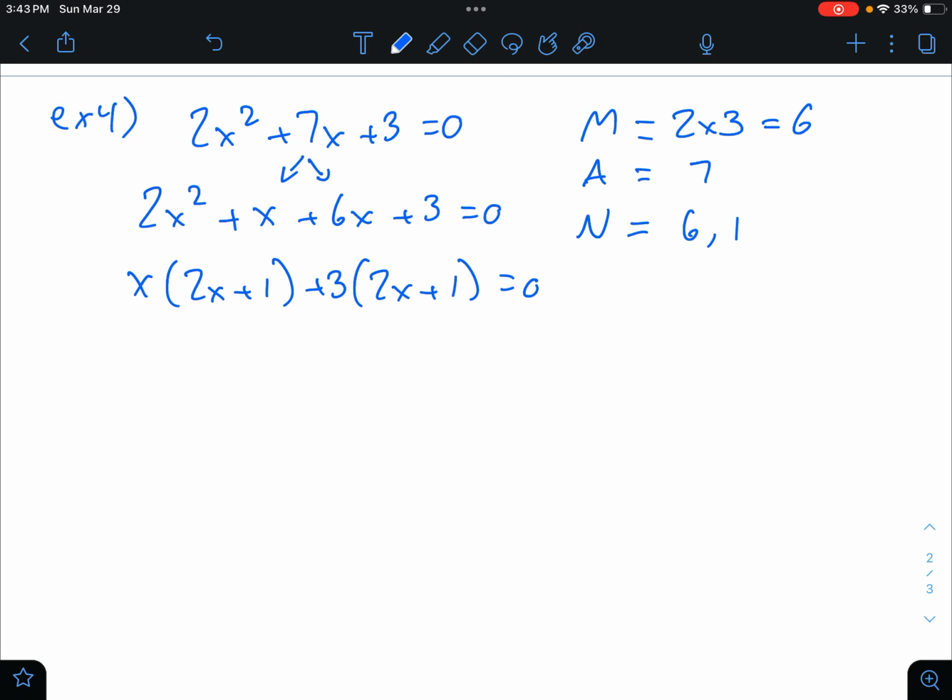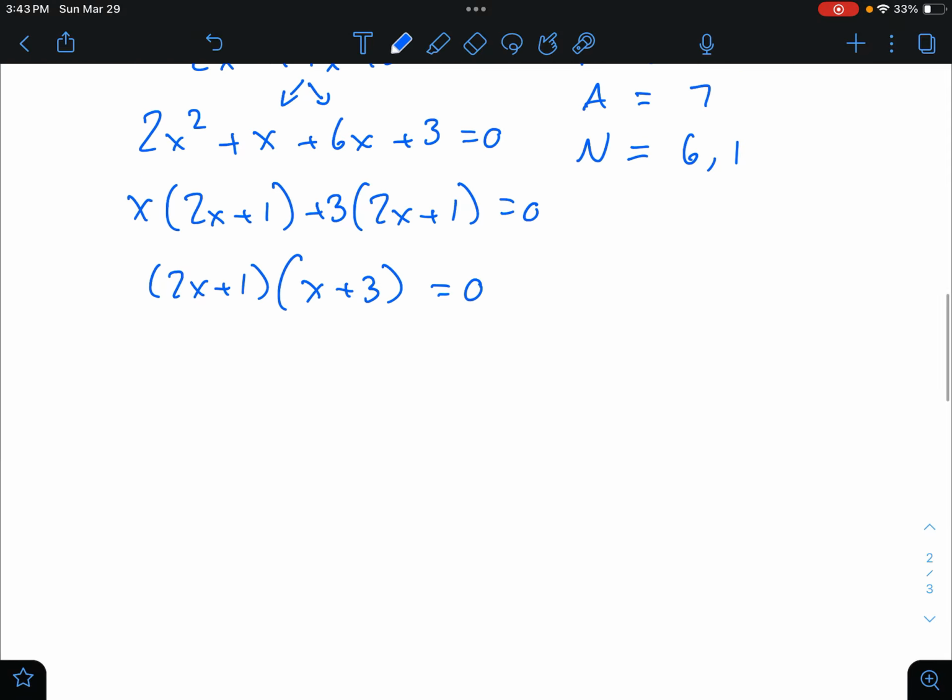And with complex trinomial factoring, what you're trying to do is make brackets that look identical, which is exactly what I just did. I have 2x plus 1. So let's common factor that out to the front. And what you're left with is x plus 3. So this is now done. This is fully factored and it's equal to 0, just like before.